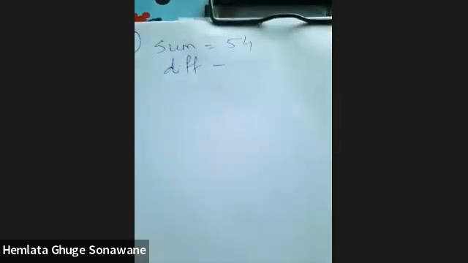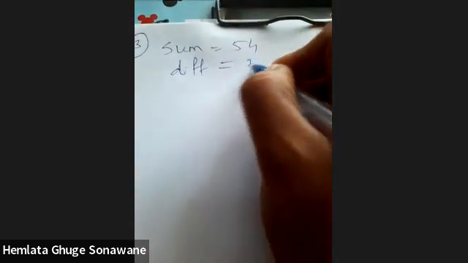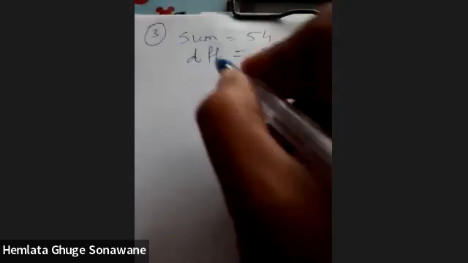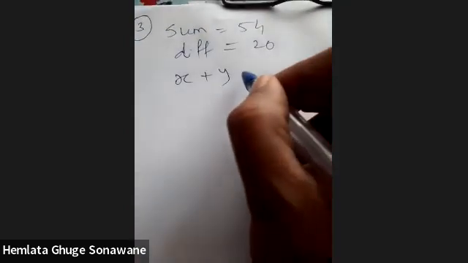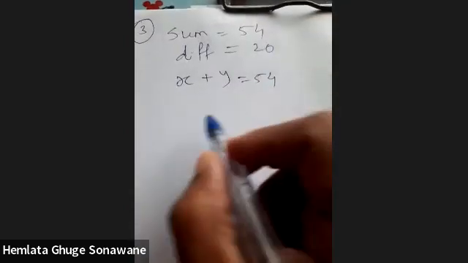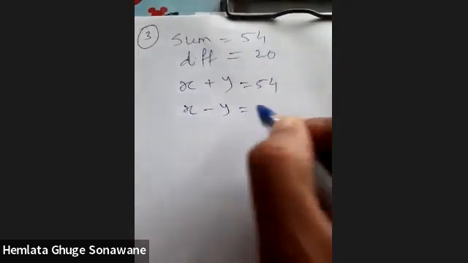We'll take third example. Sum is 54 and difference is 20. Now what we'll do here again? Sum is 54 and difference is 20. Again here we'll take two variables, x and y, that is x plus y is equal to 54, that is sum, and x minus y is equal to 20.